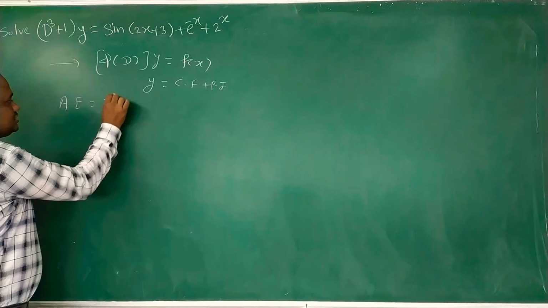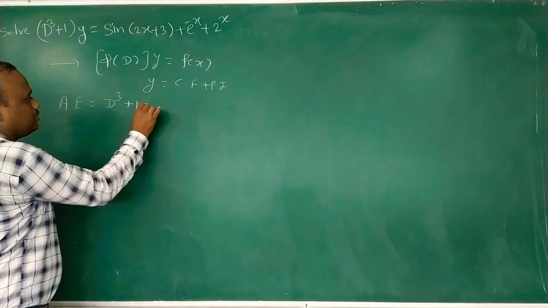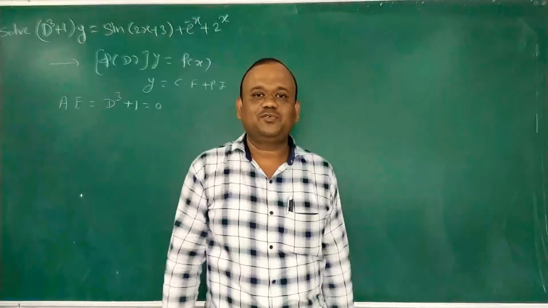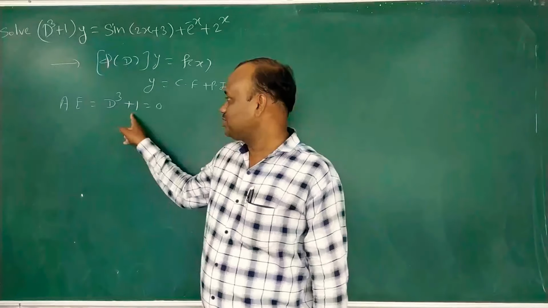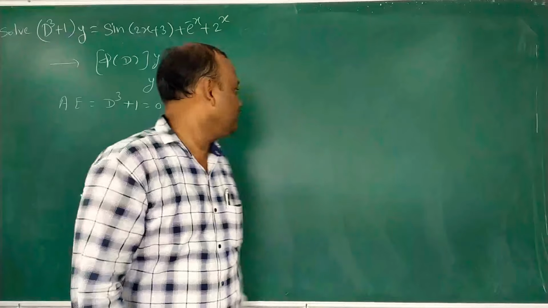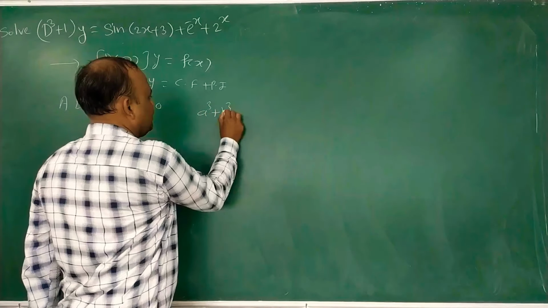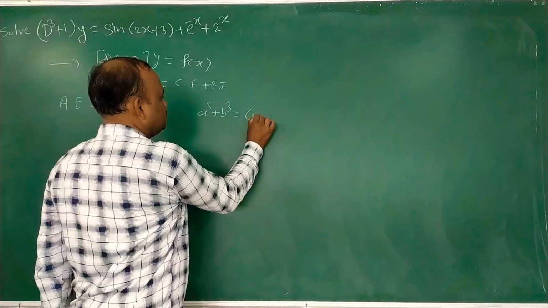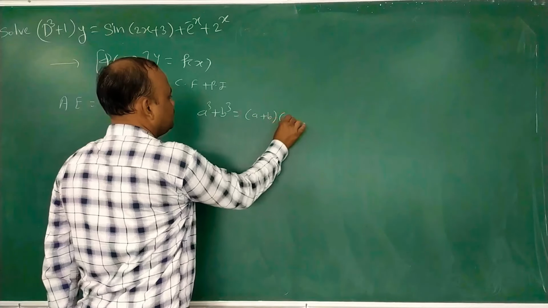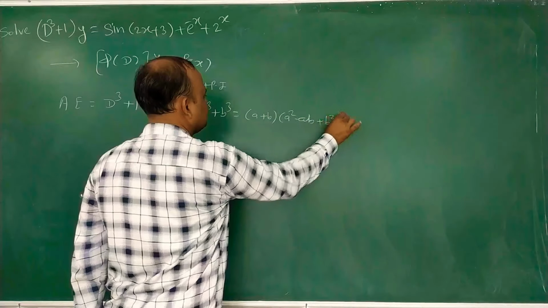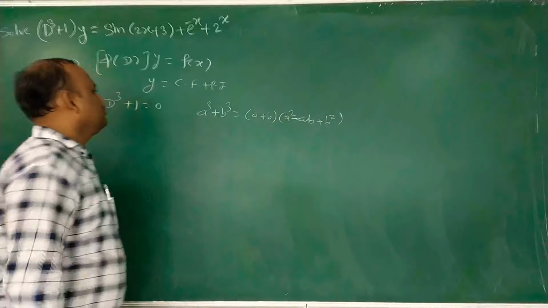What is the auxiliary equation? The auxiliary equation here is D^3 + 1 = 0. Now for the complementary function, we have to find the roots of the auxiliary equation. So how do we find the roots of D^3 + 1 = 0? We know one formula, a^3 + b^3 is equal to (a + b)(a^2 - ab + b^2). So we can use this formula here.